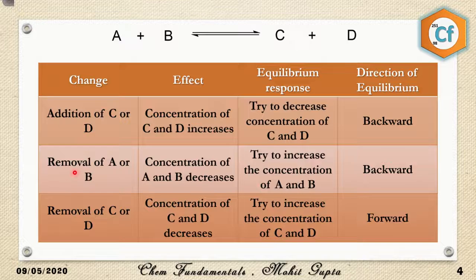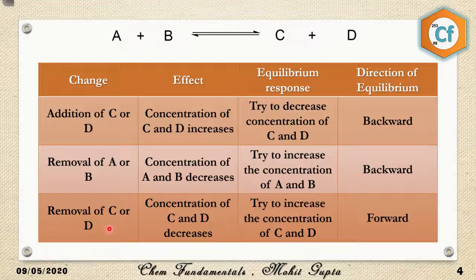The next change is removal of A and B. If I remove both the reactants or one of the reactants, the concentration of A and B would decrease. Now what would equilibrium do? Equilibrium will try to increase the concentration of A and B, and how? It will allow C and D to react so that it could form A and B. So the equilibrium will shift in the backward direction.